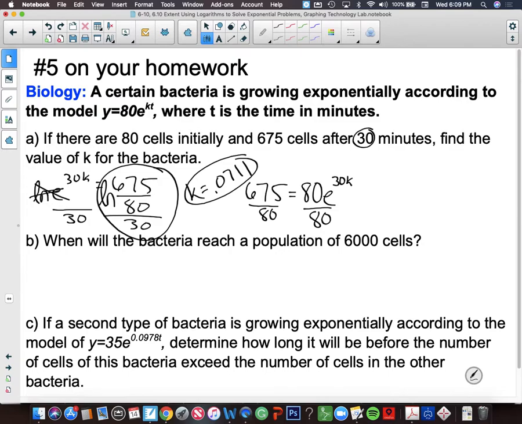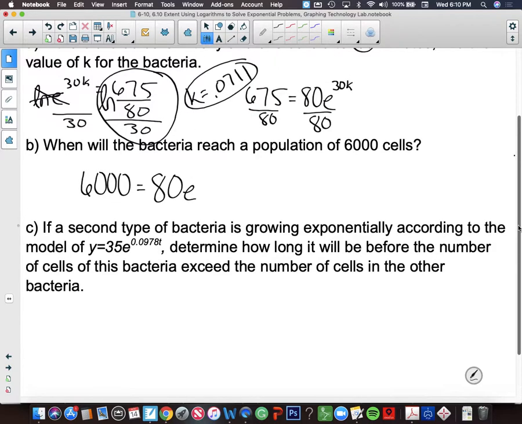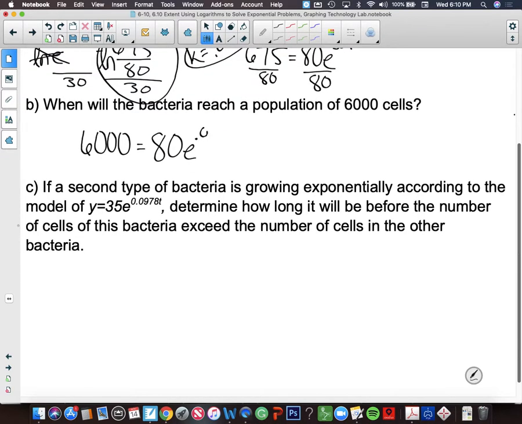So for the second one, when the bacteria are going to reach a population of 6,000 cells, we're looking to use the k value to find a time. So we need to find how long it takes us to get to that 6,000. Okay, so 6,000 is going to be the end result. And then we have 80 at the beginning, e to my k, which is 0.0711, and then times the t in the back there. Same exact process. Divide the 80, natural log both sides, divide the 0.0711, and that gives you your t value.